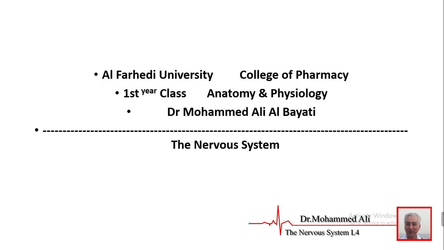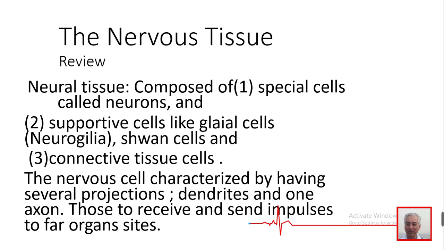And as you know, the nervous tissue is composed of special cells called neurons. These are the primary cells of the nervous system, the nerve cells. And there are supportive cells that help to support the system. These are the glial cells, which we call neuroglia, or the Schwann cells, and the connective tissue cells.